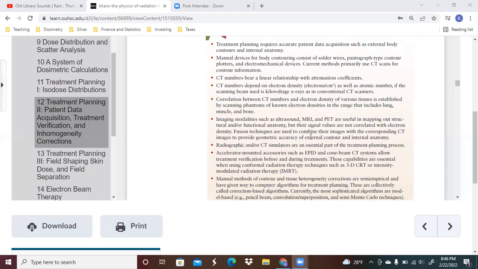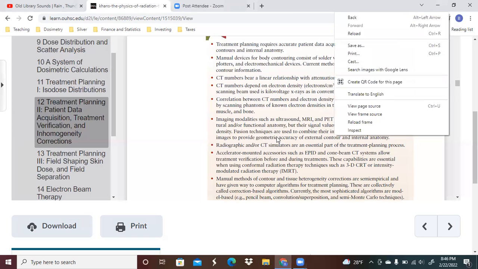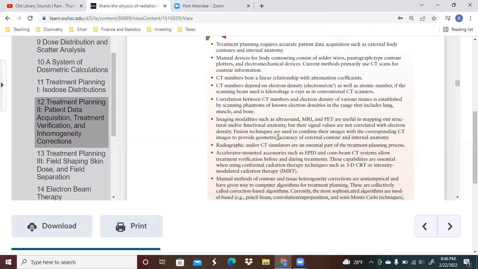So fusion techniques are used to combine their images with the CT that we took to provide geometric accuracy of external contours and internal anatomy. In other words, and I'll show you pictures of this later on, we'll take an MRI or a PET CT and we'll register or merge that with the CT scan that we take. And with that, you can determine, oh, maybe this is part of the GTV, or the gross tumor volume. Maybe this is clearer than I thought, so we won't hit this area.